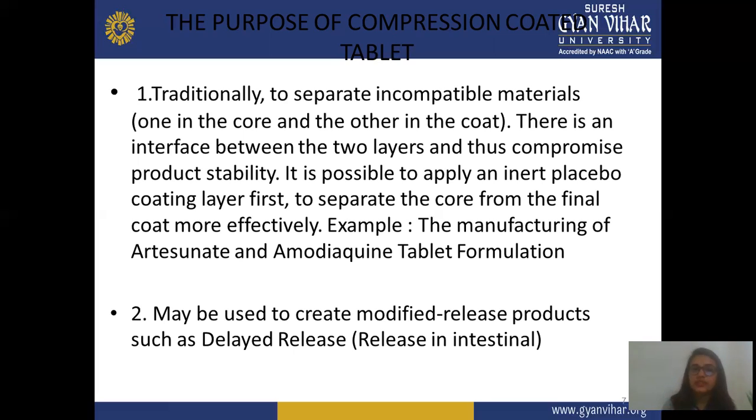And there's an interface between the two layers, and this compromises product stability. And it is possible to apply a placebo coating layer first, and to separate the core from the final coat more effectively. Example: manufacturing of atorvastatin, amlodipine tablet formulation. It means before finalizing your formulation, you just test your tablet with placebo.